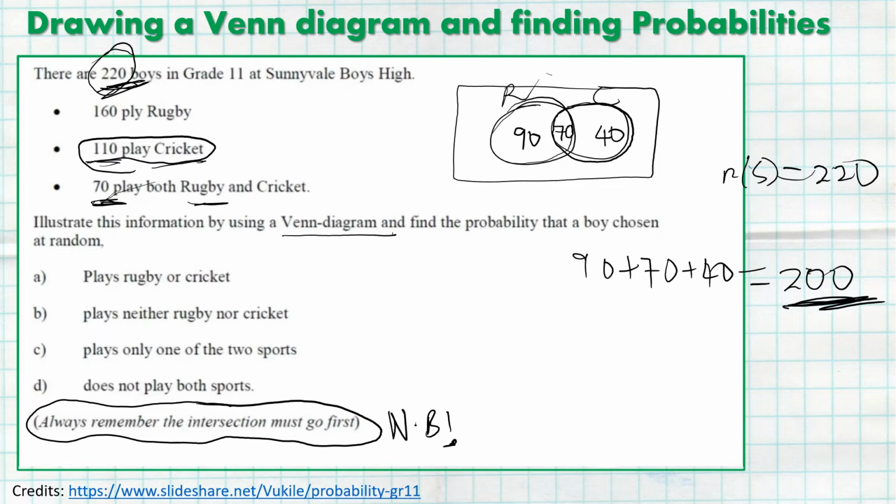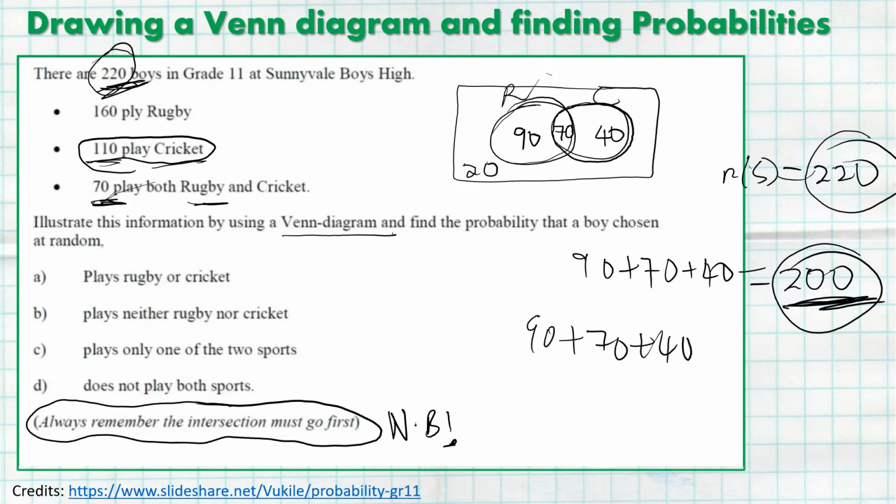So we have 200 who play rugby, cricket, and all those. So we have 200 of them. But the total number of sample space is what? It is 220, meaning that these other 20 do not play rugby or cricket, because the total number of sample space should be 220. Or rather, you can just say 90 plus 70 plus 40, then you know that there must be something outside. You can name it Z, plus Z is equal to what? 220. You go and solve for your Z, you'll still get that 20. Meaning that on the outside there, we have 20 of them.